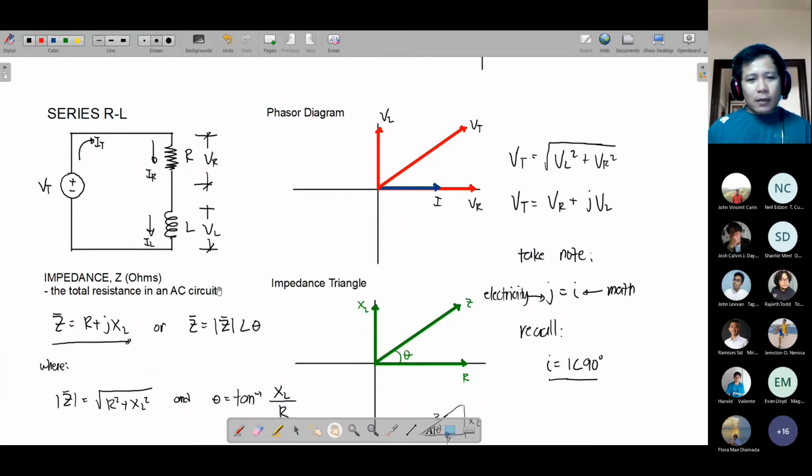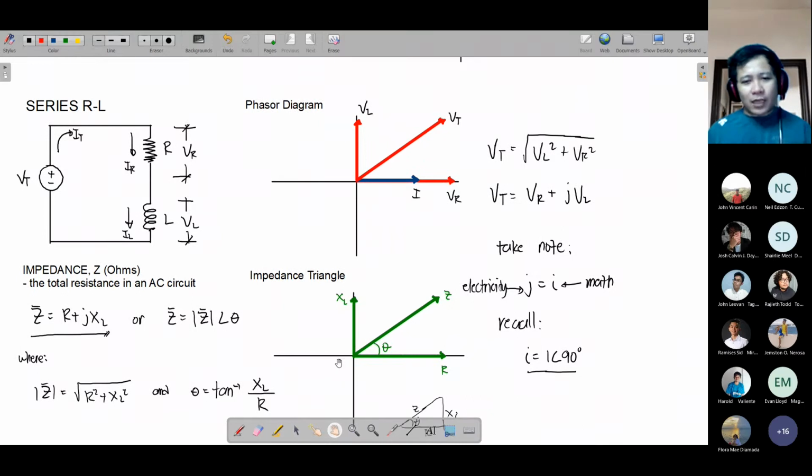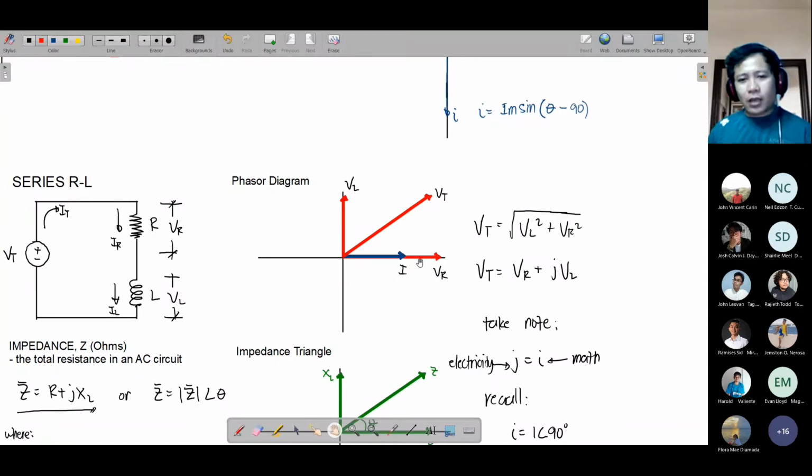As you can see, this is now the behavior of your resistance. The resistance R is at 0 degrees. Your inductive reactance XL is at 90 degrees. Aside from your impedance, or your resistances, your voltage is also affected. The voltage across the resistor is at 0 degrees, and the voltage across the inductor is at 90 degrees.